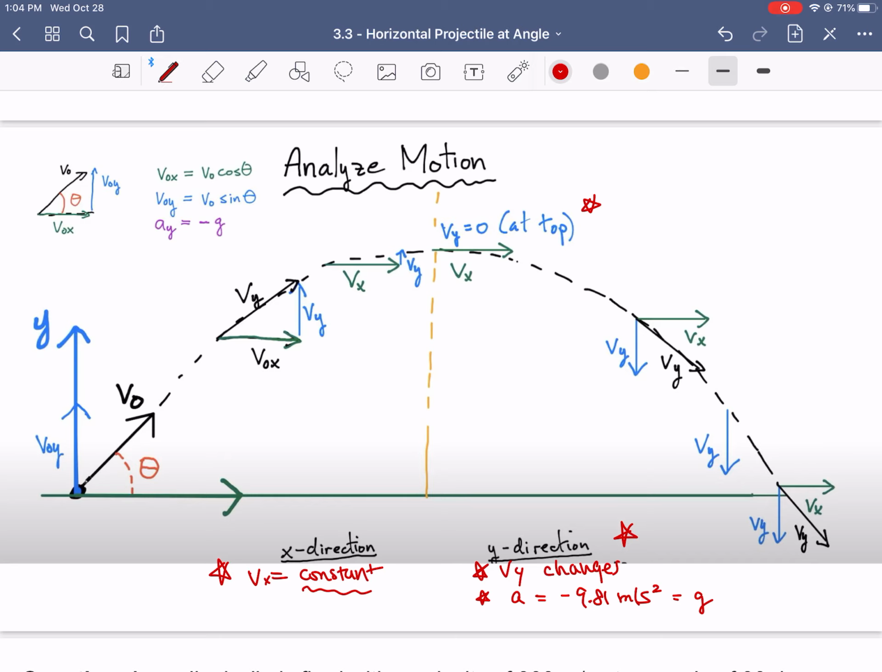For the x direction, which is the horizontal direction, we have to remember that the velocity is always the same no matter where in the parabola you are. So just remember that.